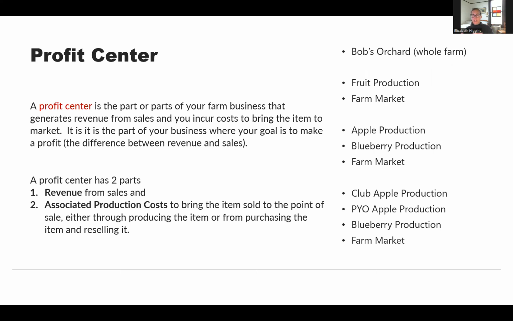the more you can really start to compare your blueberry production profitability to your club apple production profitability as far as how they contribute to overall farm profitability. On the other hand, as you get more and more specific like this, the amount of record keeping and data analysis becomes more complex. So you also have to determine what you really need to know. For example, if club apple production and pick your own apple production really aren't that different from each other, you might not want to break them down into two separate profit centers for the purpose of analysis.